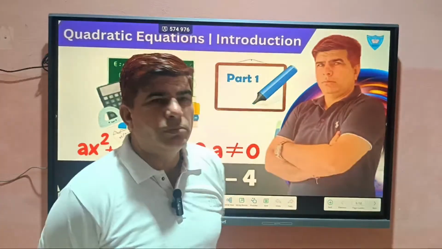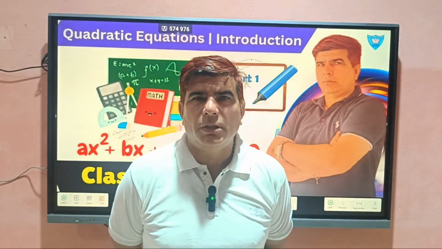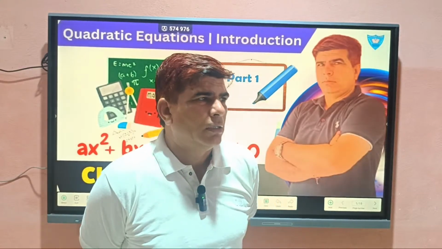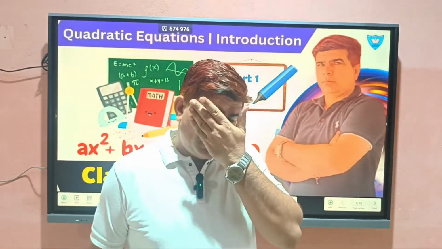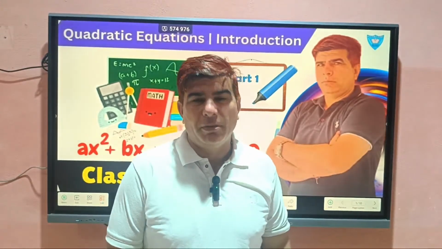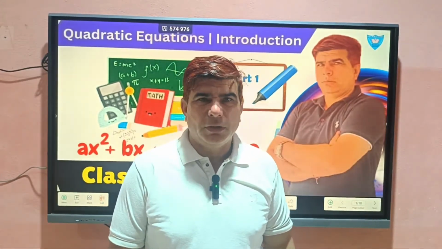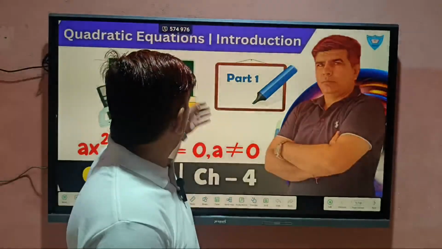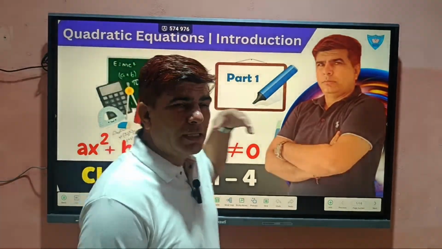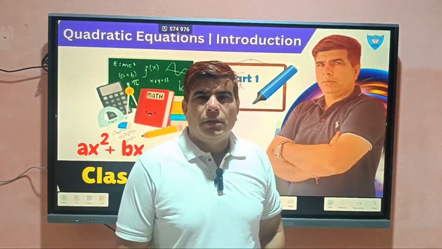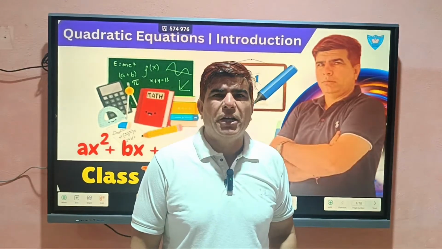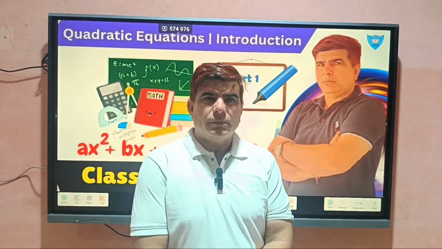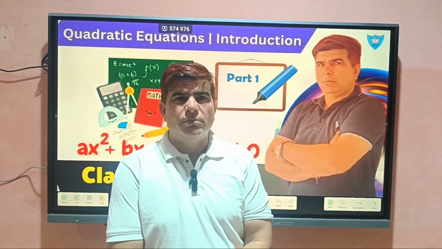Three chapters till now: chapter number 1, chapter number 2, chapter number 3. The last chapter was pair of linear equations in two variables. Yesterday we have done that, so today we can start the next chapter. And what's the name of the chapter? Quadratic equations.